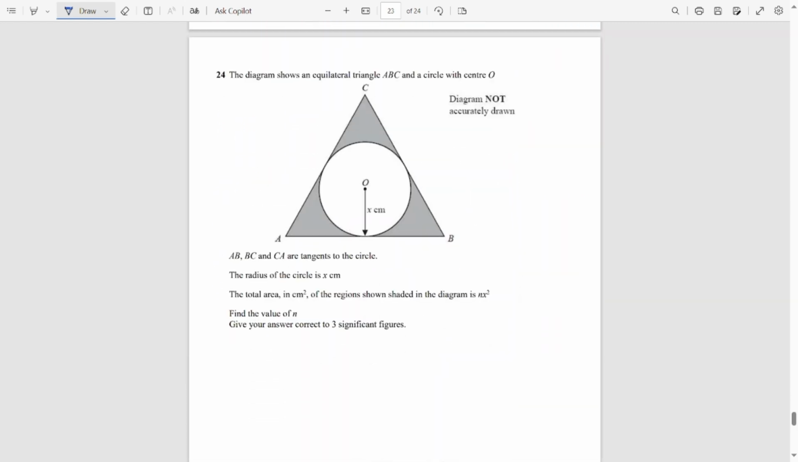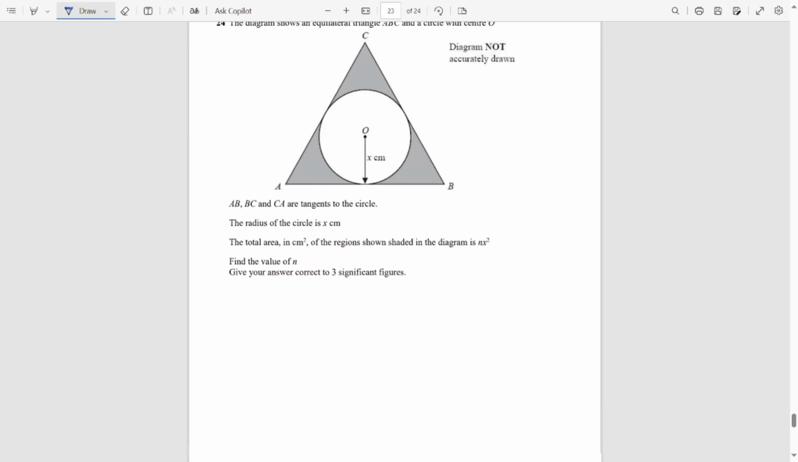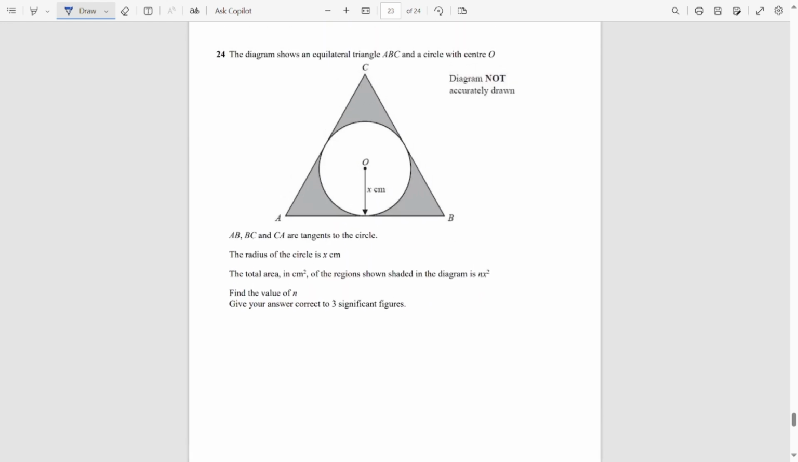Okay, moving on to question number 24 and our final problem. So here we have an equilateral triangle. Because it is equilateral, all of these angles will be the same and they will all be 60 degrees. That's going to be useful to me. Then we are asked for the total area of the shaded region.